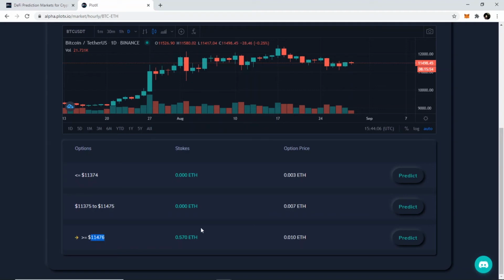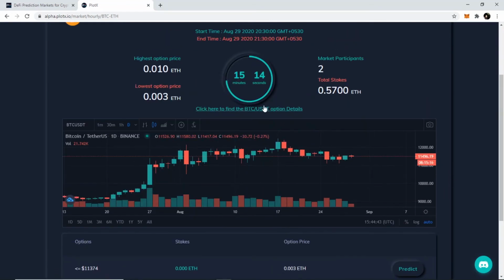$11,476. Now what you will observe here is the option prices for all these options are different, because of the fact that the value of this particular pair is somewhere around $11,500, and that is falling in this particular option. That increases the price of this option, right?